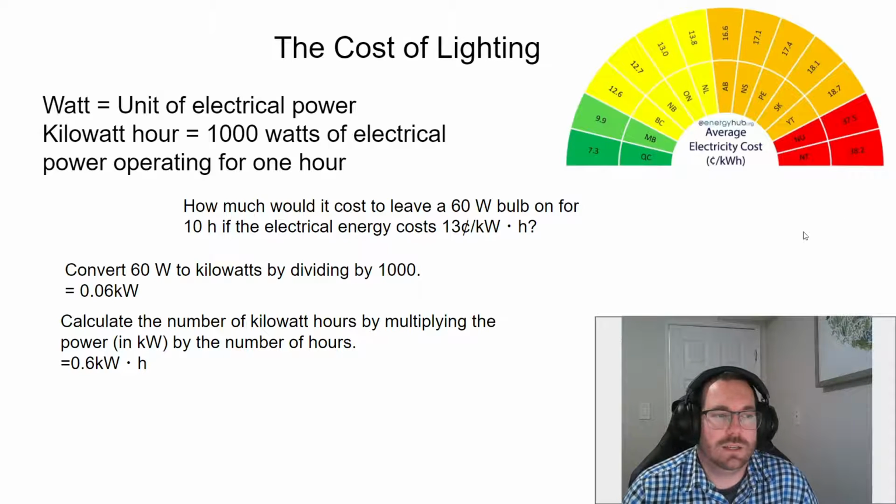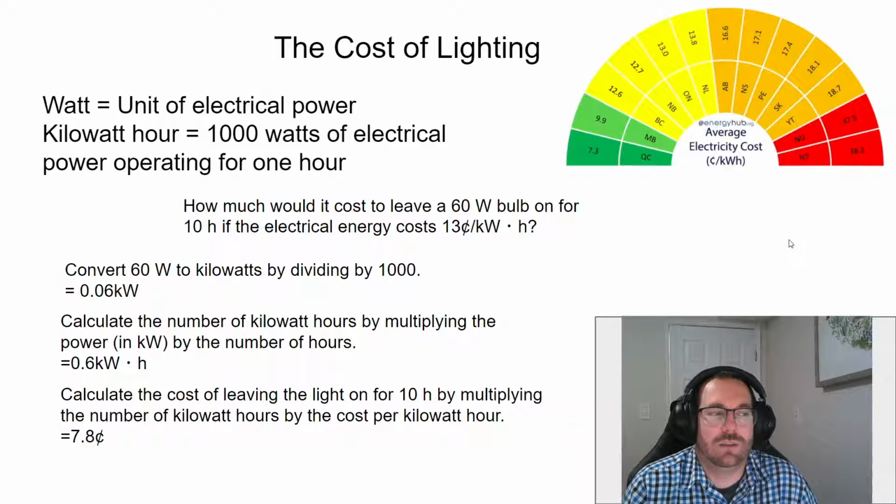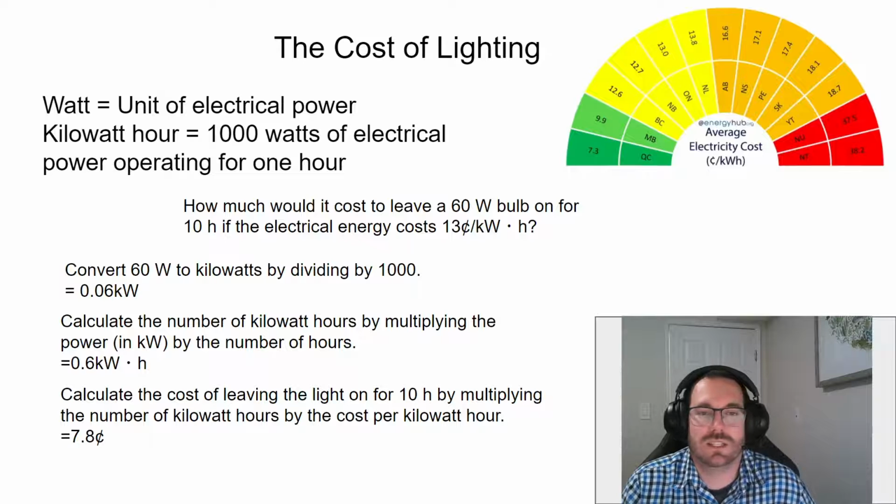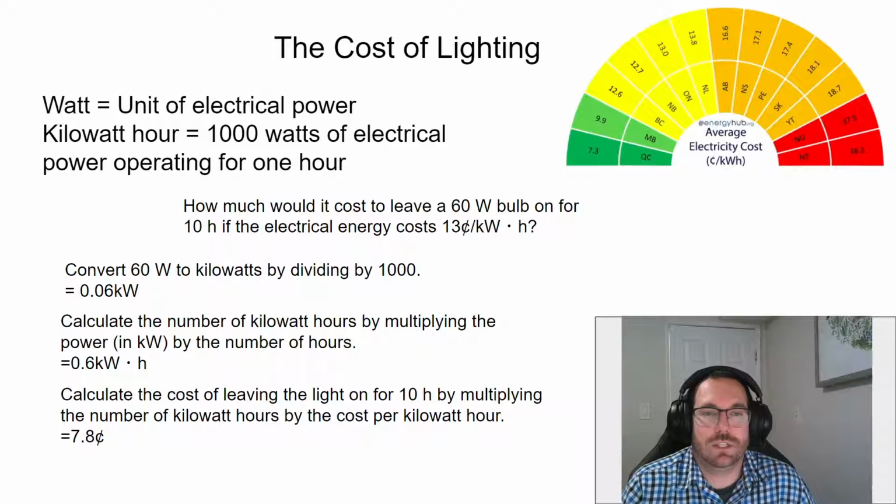Finally, we want to calculate the cost of leaving the light on for 10 hours by multiplying the number of kilowatt hours by the cost per kilowatt hour. So just take that 0.6, times our 13 cents here in Ontario, and we would see that on average, to have one 60-watt light bulb on for 10 hours of the day would cost about 7.8 cents per day for that light bulb.